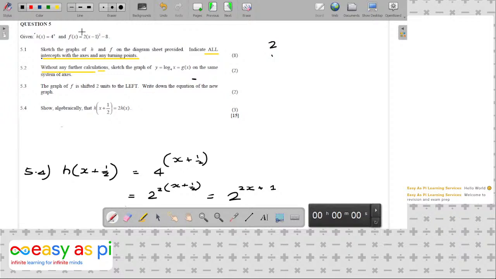2 times h of x is the same as 2 times 4 to the power of x, right? And remember, this can be written as 2 times 2 squared raised to the power x, which can be written as 2 times 2 to the power 2x. And of course, if I use my exponential laws, it becomes 2 to the power 2x plus 1.